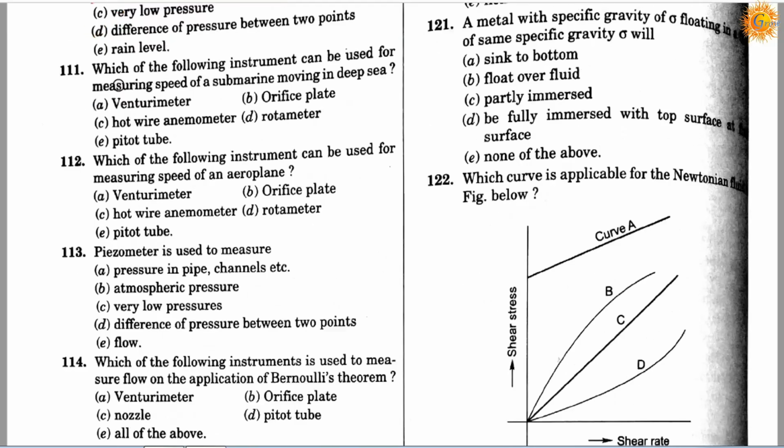Question number 111. Which of the following instruments can be used for measuring the speed of a submarine moving in a deep sea? Option A, venturimeter; option B, orifice plate; option C, hot wire anemometer; option D, rotameter; and option E, pitot tube. So the correct answer is E, a pitot tube is used for the speed of a submarine in the deep sea.